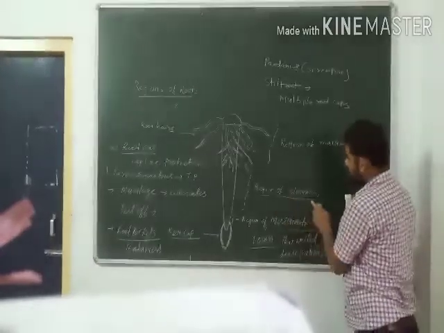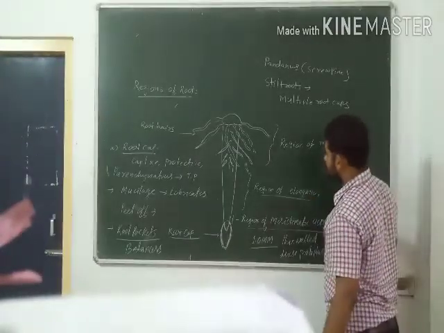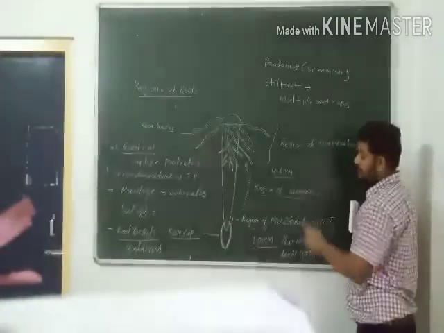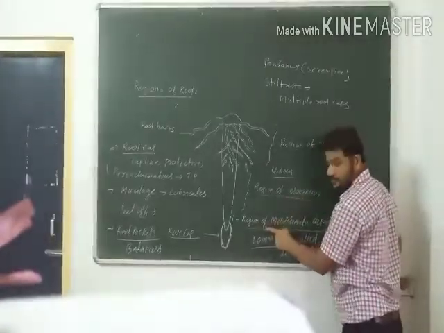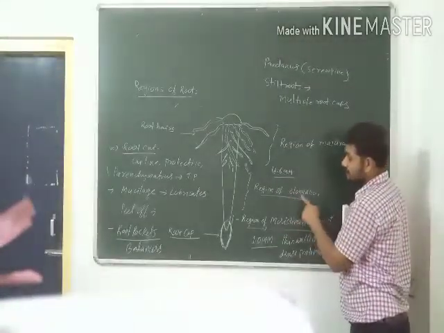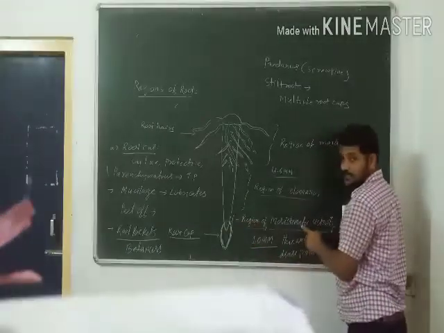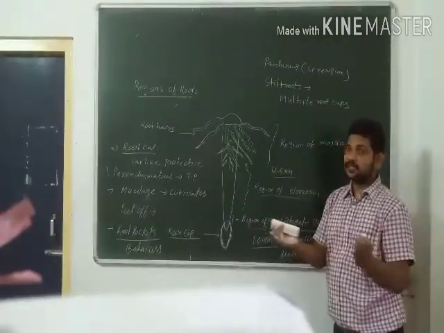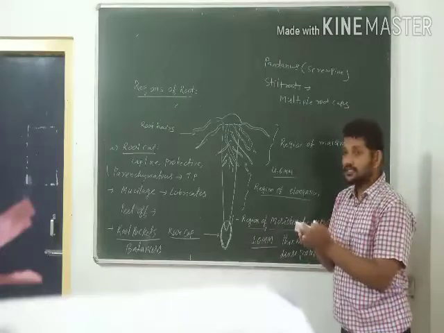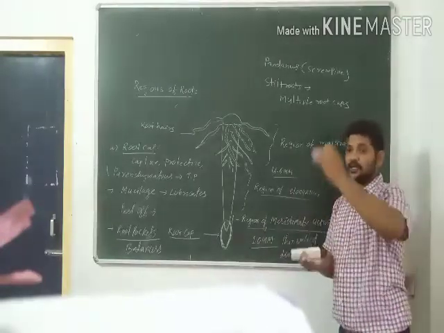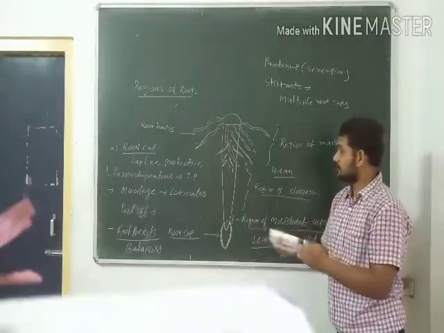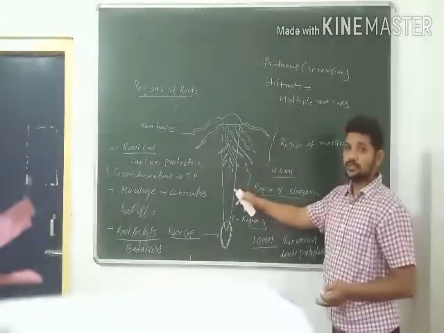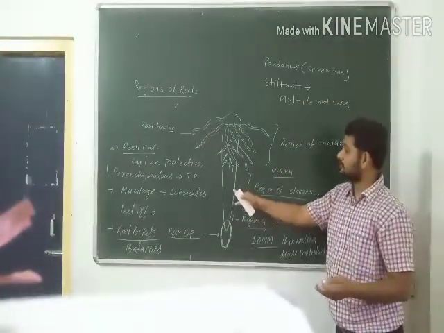Another region is the region of elongation. The length of this region is usually 4 to 6 millimeters. The region of elongation is proximal to the region of meristematic activity, very near to it. The cells of this region gradually differentiate and mature. It means the cells lose the capacity to divide and become elongated. When the cells become elongated, this region helps in increasing the length of the root. This region can also absorb water and minerals from the soil.